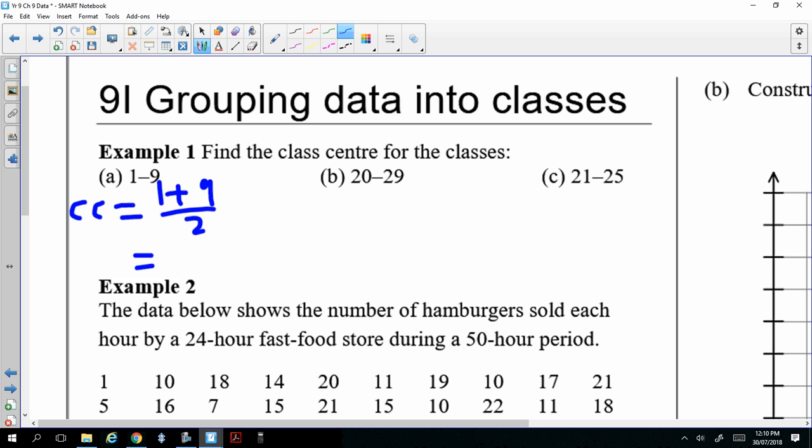Class center, CC, right? CC. No, this is new. Okay, CC for this is 5. Class center. Let's get the class center for the next. No, it's 1 to 9. 1 to 9. It's a hyphen, not minus. Okay, CC for the next one.